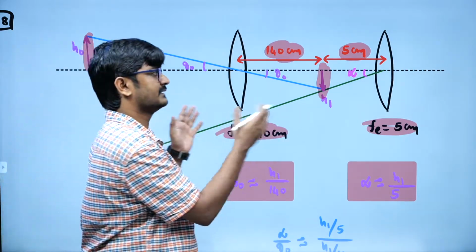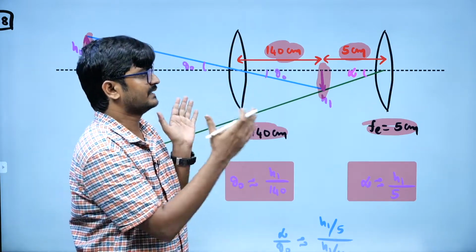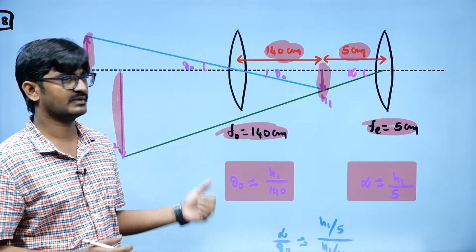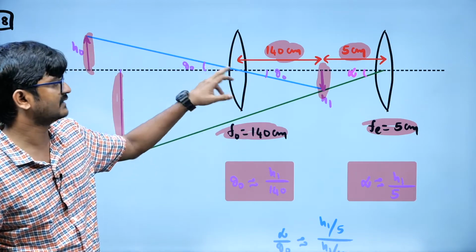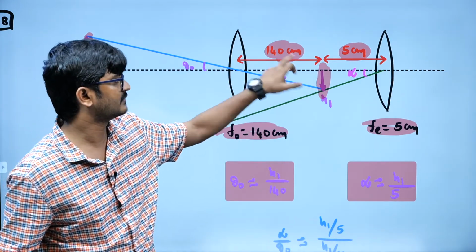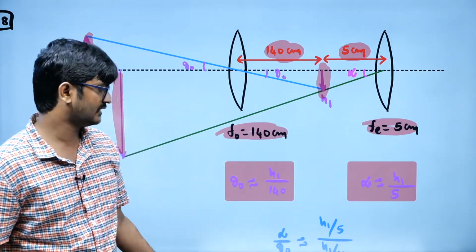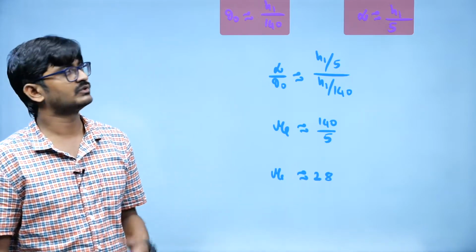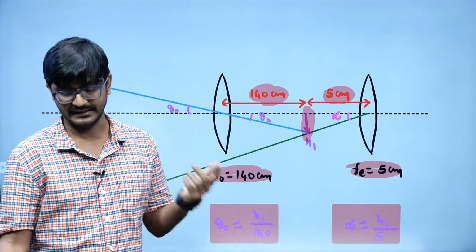So what must be the distance between the lenses? We can adjust the lens, right? This is what we do, right? So what must be the distance between the lenses? 145 centimeter for normal adjustment. Anyway, we'll see angular magnification also. So what was the angle subtended with my naked eye? Theta naught, which is h1 by 140. Now the new angle subtended is h1 by 5. So when I take the ratio, I'll be getting 140 by 5, which is 28. So the new angle subtended is 28 times the old angle subtended with my naked eye.